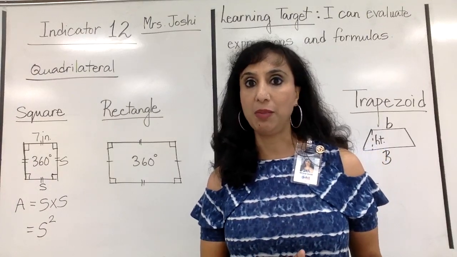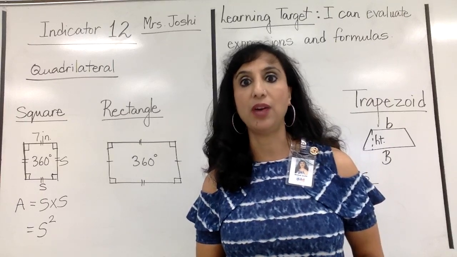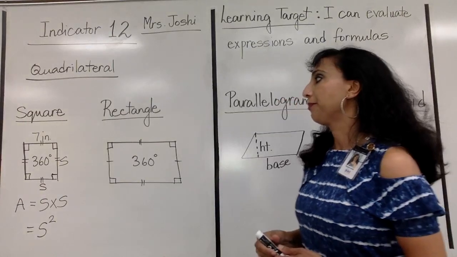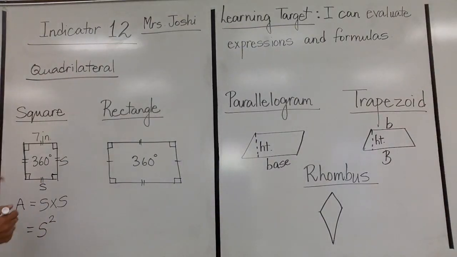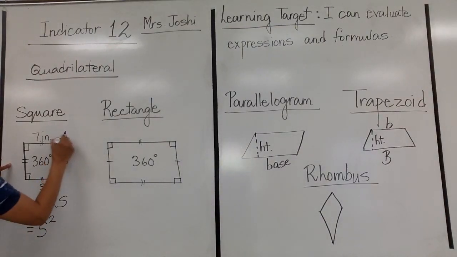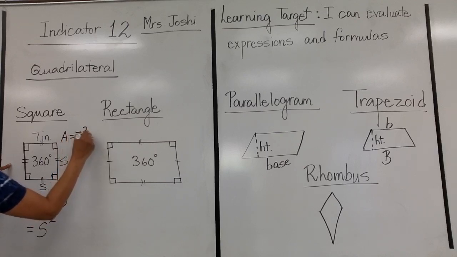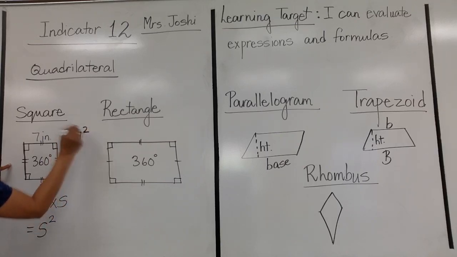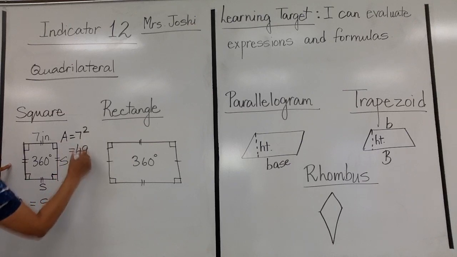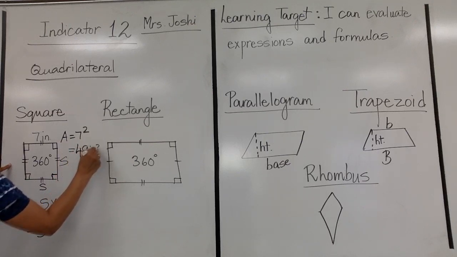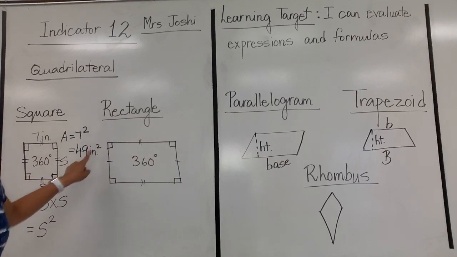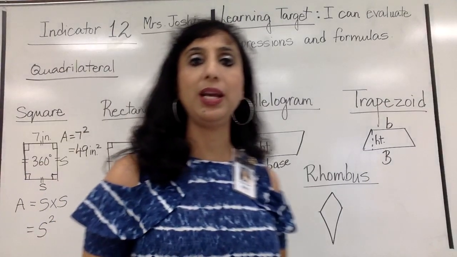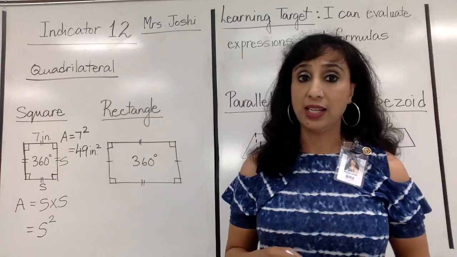And I'm going to show you a quick demo in a minute as to why we are saying square units. If one side is 7, the area of this shape is going to be 7 squared, which is 7 times 7. So 49 inches squared. Please do not put the exponent after 49. Otherwise, it will be completely incorrect.